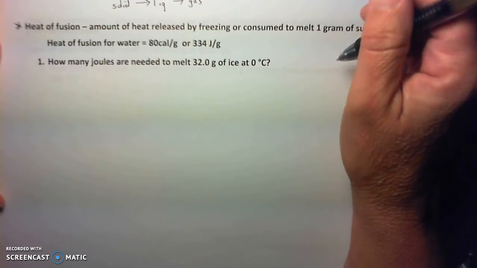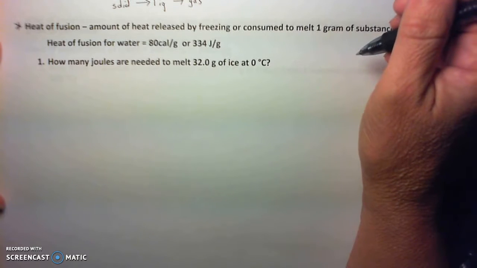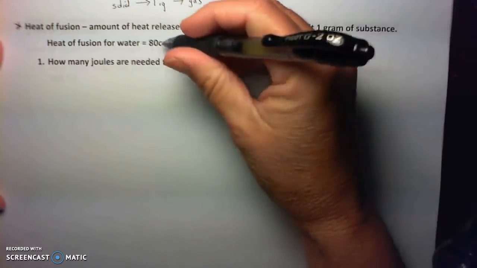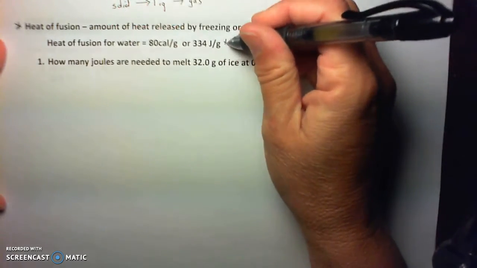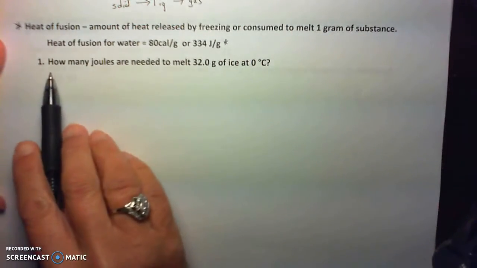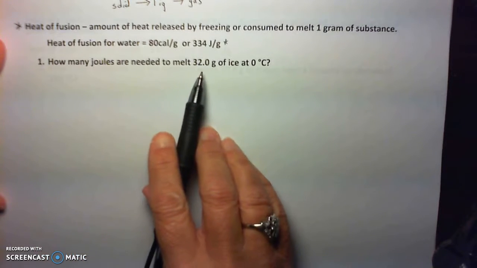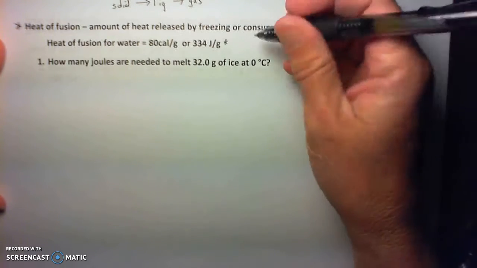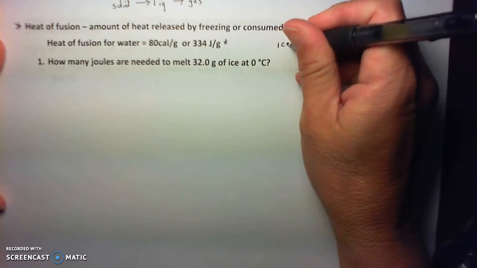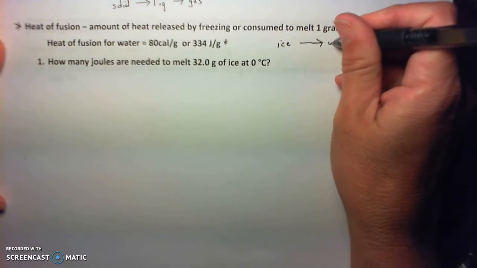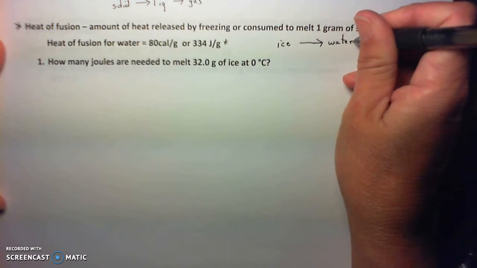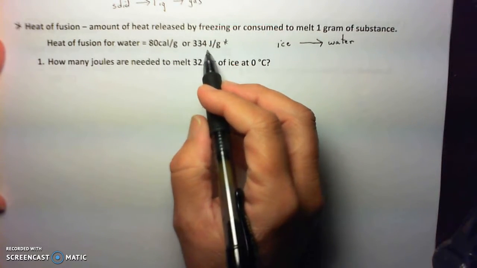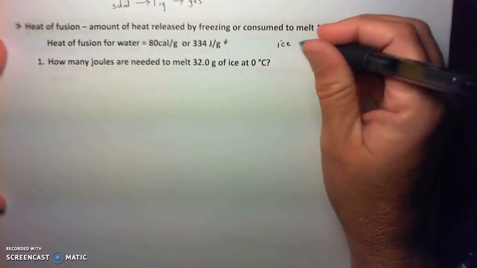The heat of fusion is the amount of energy released by freezing or consumed to melt 1 gram of a substance. So the heat of fusion for water is given here, and here's our problem. How many joules are needed to melt 32 grams of ice at 0 degrees C? So we've got ice, and we're going to go to water. We can use the heat of fusion for water to figure out how much energy is released or required.